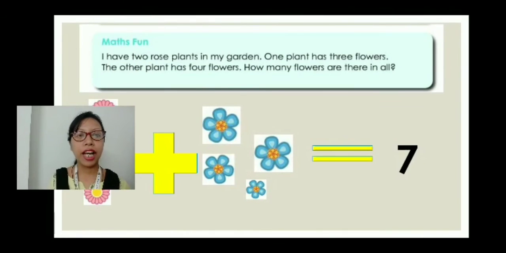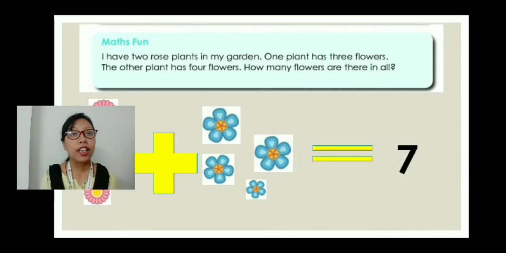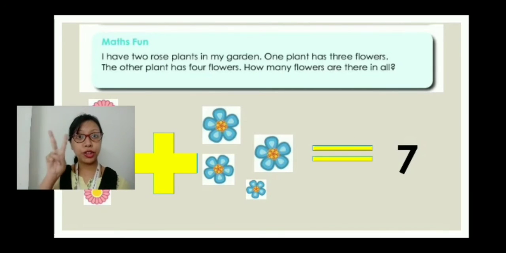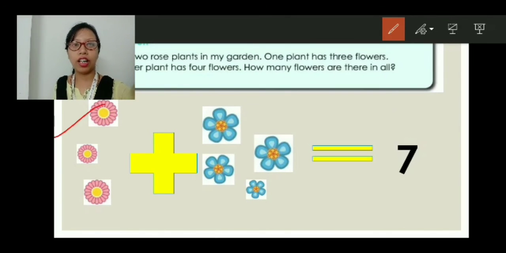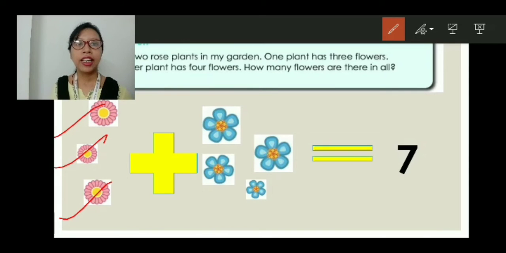So the next we have the maths fun. So here it is written, I have 2 rose plants in my garden. One has 3 flowers and the other plant has 4 flowers. So how many flowers are there in all? So as you can see on the screen here, there are 3 flowers, right? The first has 1, 2 and 3 flowers. Then in the other plant we have 4 flowers. 1, 2, 3 and 4.